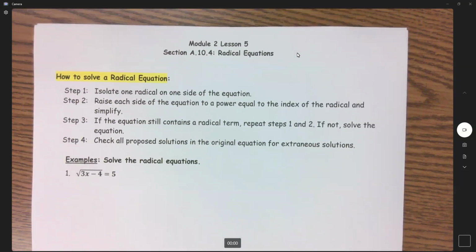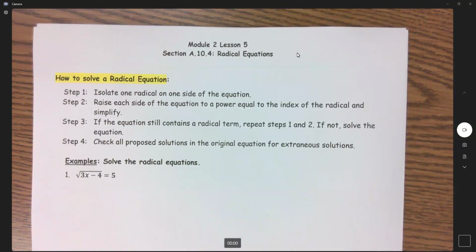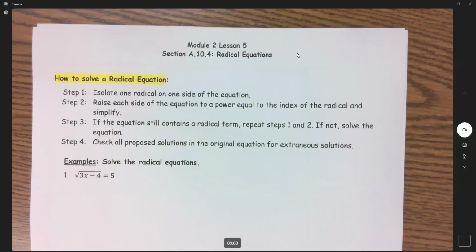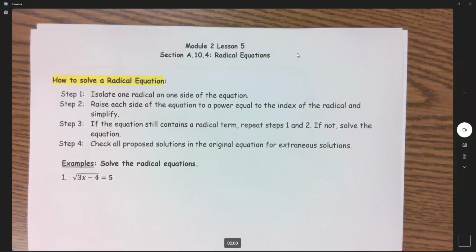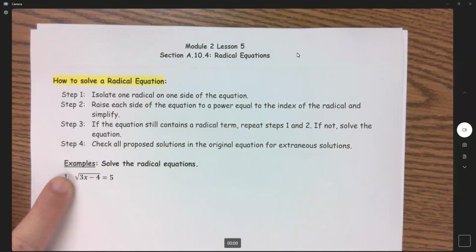Then we will raise each side of the equation to the power equal to the index of the radical and simplify. Now, for us, we're only going to be using square roots. And we learned last lesson, when we went over the square root method, that the opposite of squaring x is to take the square root of x. Well, now we're doing the exact opposite. To get rid of this square root, the opposite of the square root is to square. So we're going to square every side.